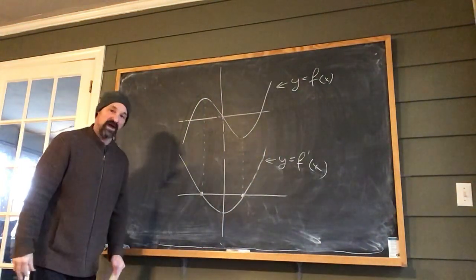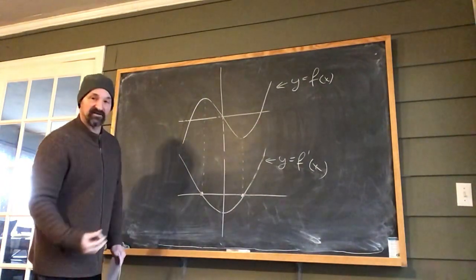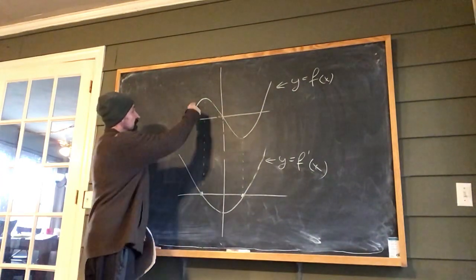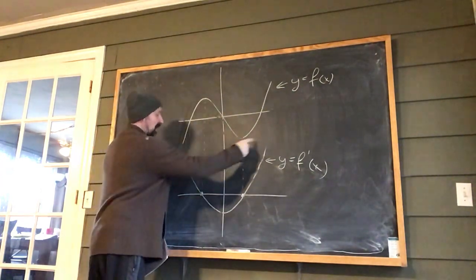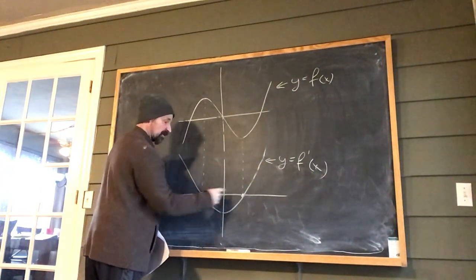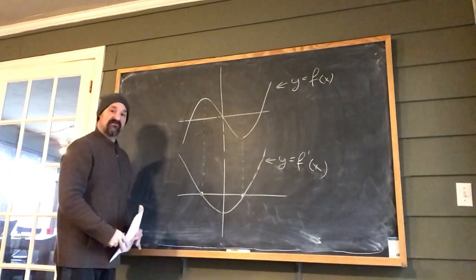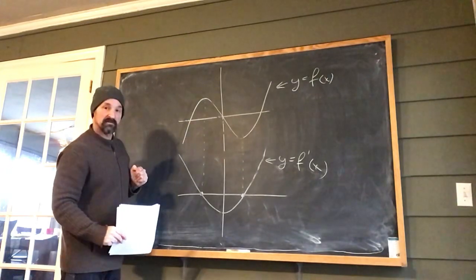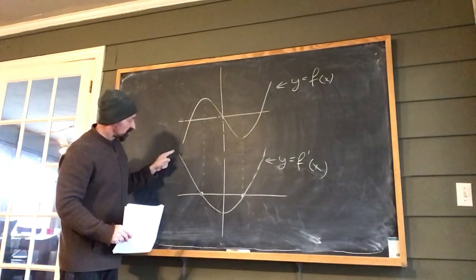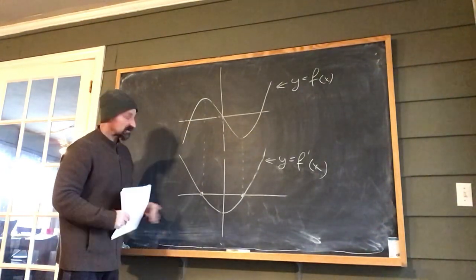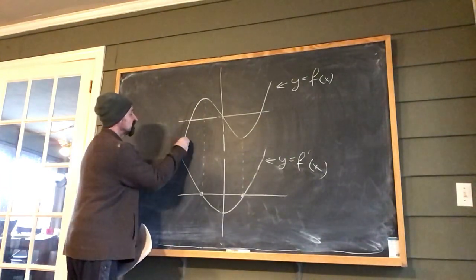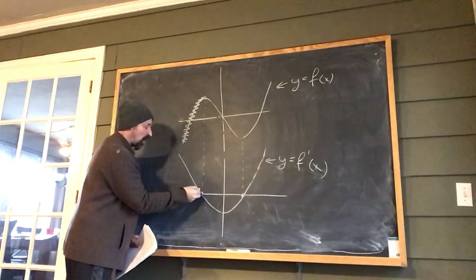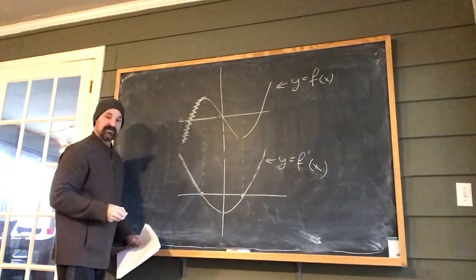So one thing I want to point out, and we'll see this again in a later section. When the function has horizontal tangents, the derivative is equal to 0 there. When the function is increasing on an interval, the derivative is positive. This function is increasing, increasing, increasing. The derivative is positive on that interval.